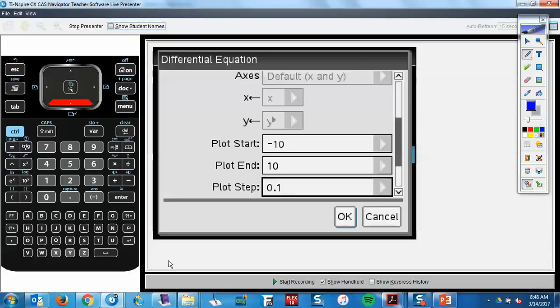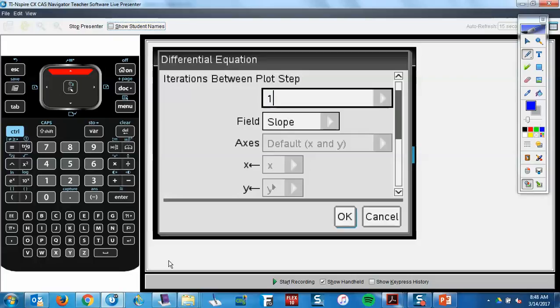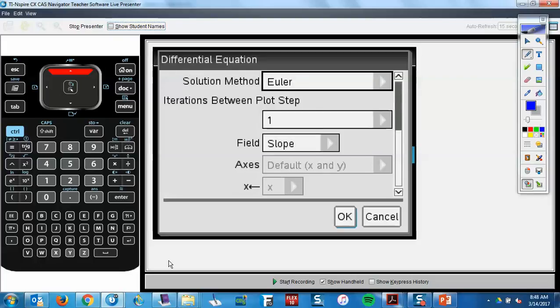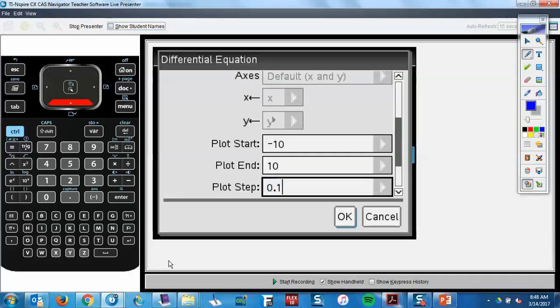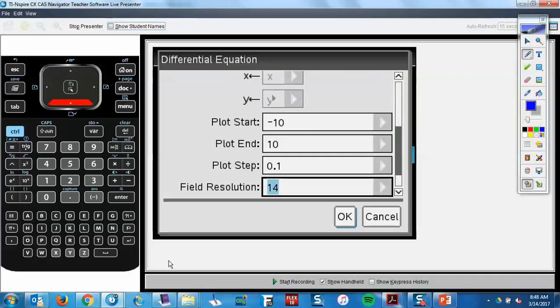Well, that's where it's going to check. So the key thing you'll have to change, so arrow back up here. The only thing you'll ever have to change on your graphs after you get them set up with your initial condition or equation is you make sure this is Euler, and then we arrow all the way down, and that plot step is the only thing we should ever change. And field resolution, make sure that says 14, which is okay.